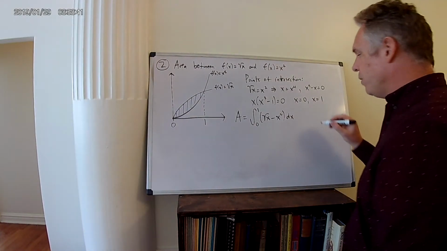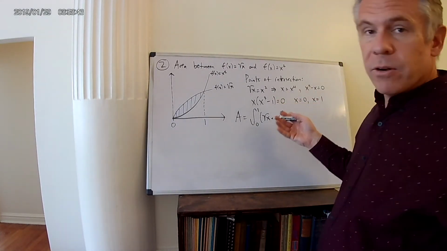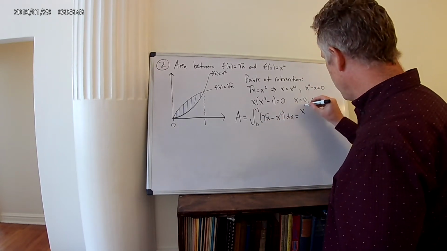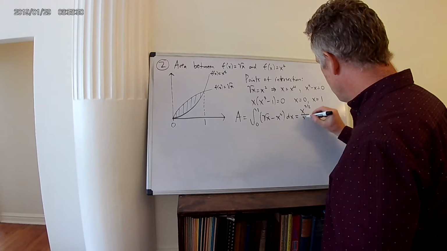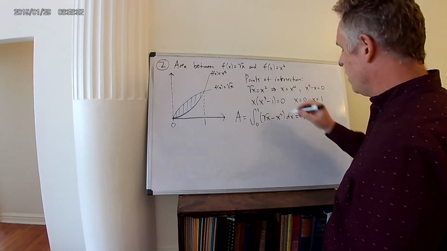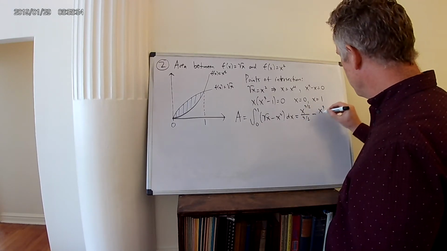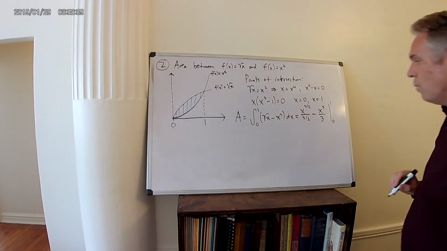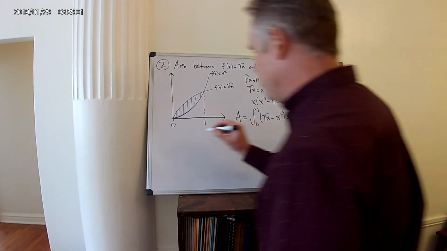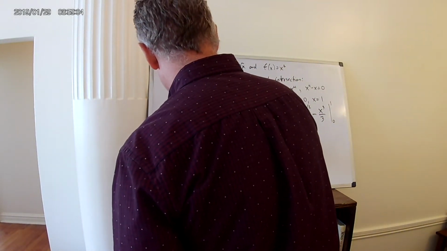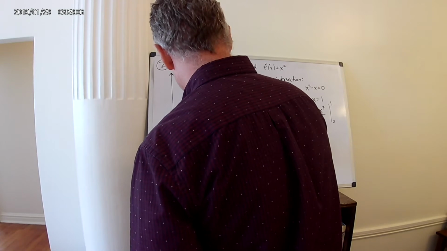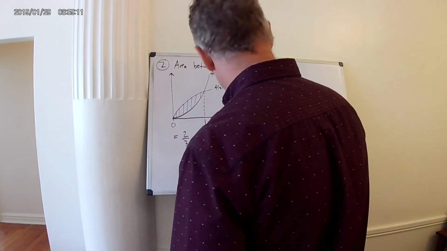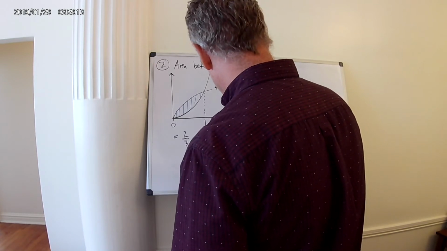Now we integrate these. This is a standard integration. Square root of x is x to the 1/2. If we integrate that, we get x to the 3/2 over 3/2. If we integrate x squared, we get x cubed over 3. Now we're evaluating this integral from 0 to 1. This simplifies to 2/3 x to the 3/2 minus x cubed over 3, evaluated from 0 to 1.